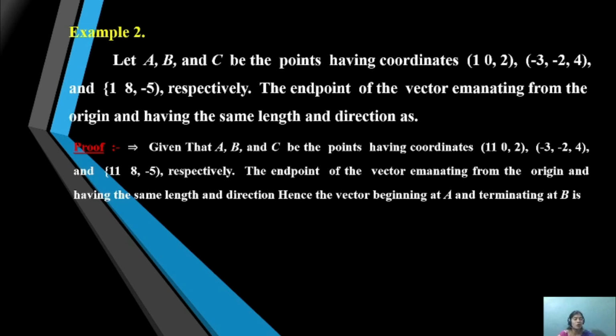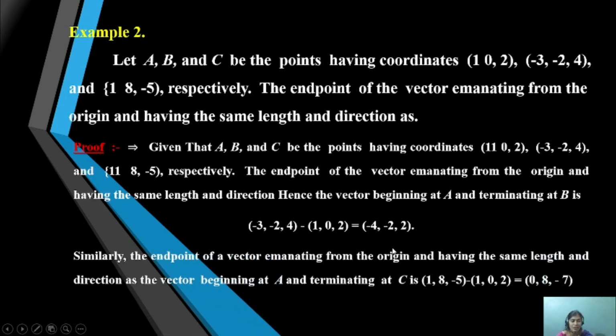What is the formula for this form? For the terminating point B minus the point A gives the length and a vector beginning of the length and direction also. Then going to the condition, the B point (-3, -2, 4) minus (1, 0, 2): -3 minus 1 is -4, -2 minus 0 is -2, 4 minus 2 is 2. This will be the form for the terminating point.